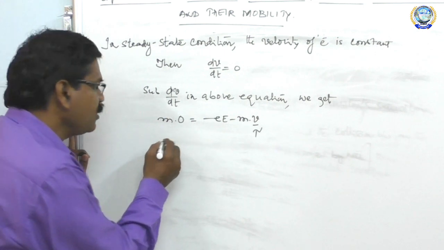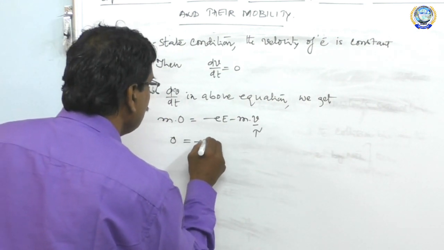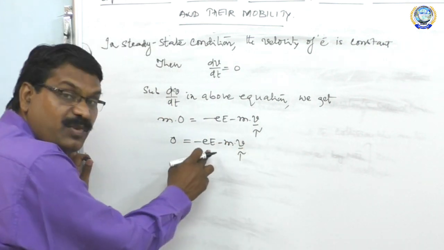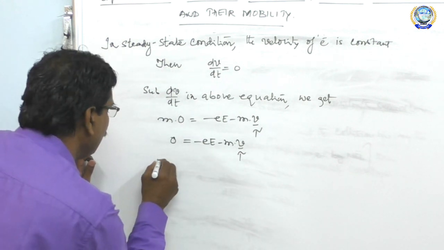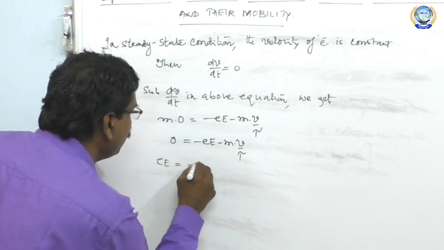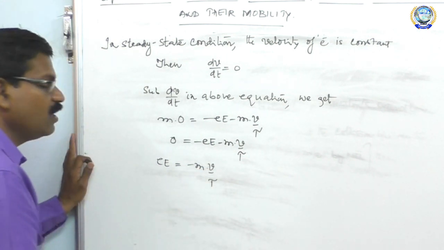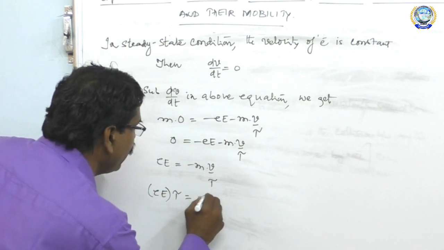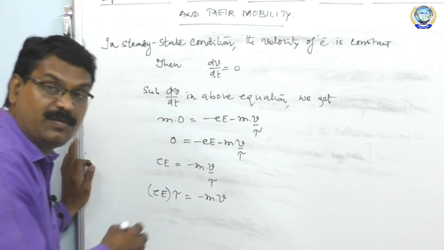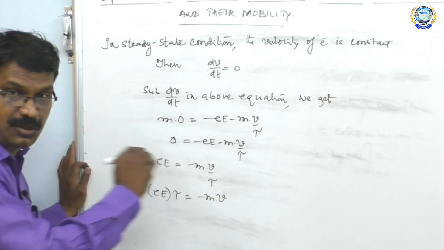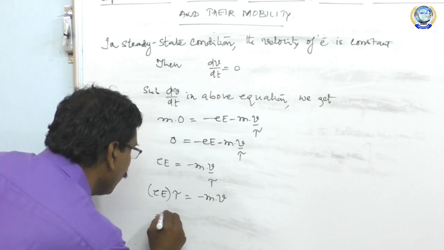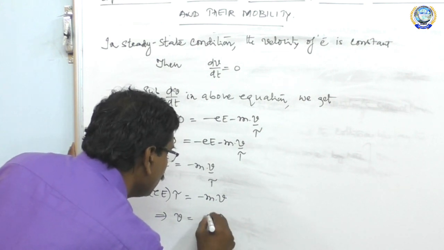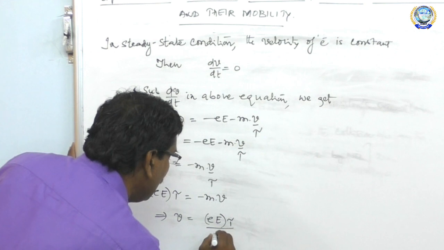The left hand side term is 0 minus eE minus m into v by tau. I just bring this minus eE to the left hand side. I will get eE is equal to minus m into v by tau. Taking cross multiplication, eE into tau is equal to minus m into v. Our ultimate objective is to get the expression for v, that is velocity of the electron. Therefore, v is equal to eE into tau by m.